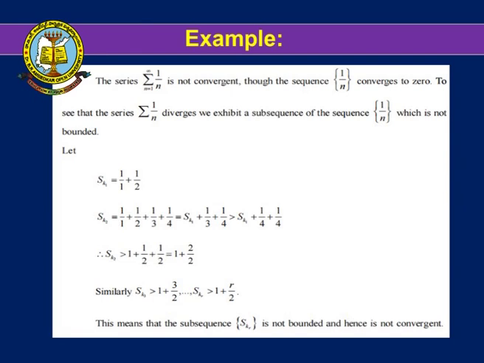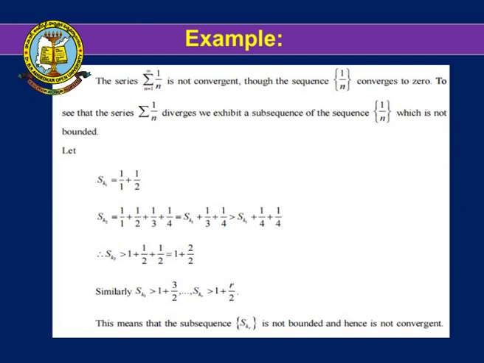S_k1 equals 1 by 1 plus 1 by 2, and S_k2 equals 1 by 1 plus 1 by 2 plus 1 by 3 plus 1 by 4, which we can write as S_k1 plus 1 by 3 plus 1 by 4. Now, it is greater than S_k1 plus 1 by 4 plus 1 by 4, so that it is 1 plus 1 by 2 plus 1 by 2, which is S_k2 greater than 2. Now, we go for S_k3, which is greater than 1 plus 3 by 2, and so on, S_kn is greater than 1 plus n by 2.